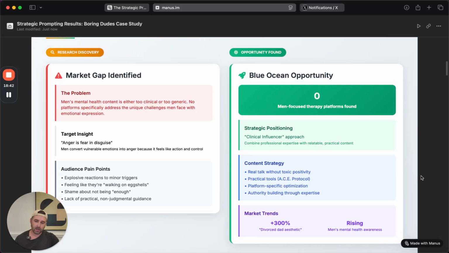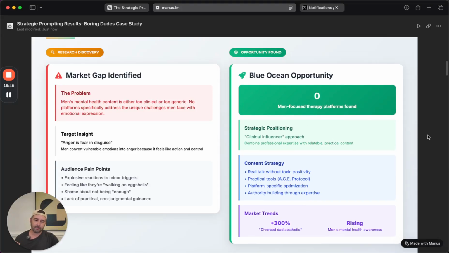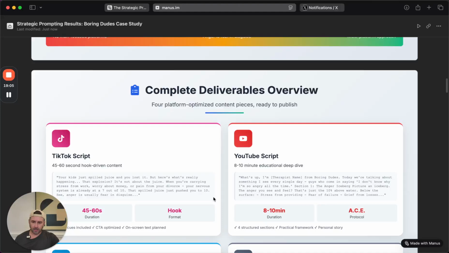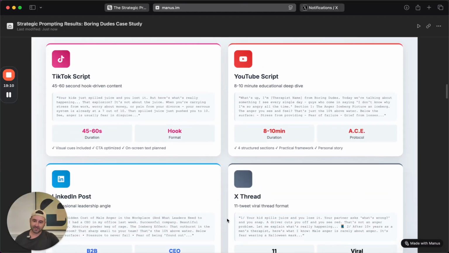A couple things that I want to highlight here. Our strategic positioning that we're going to follow is the clinical influencer approach that combines professional expertise with relatable and practical content. So our content strategy is real talk, practical tools, platform specific, and authority building through expertise. All right, so here we go. Deliverables overview: the TikTok script, 45 to 60 second hook-driven content.